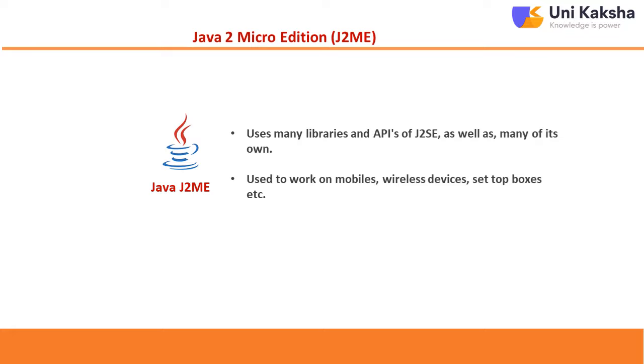The third category is Java Platform Micro Edition, that is J2ME. J2ME uses many libraries and APIs of J2SE and it also provides its own libraries. Basically, J2ME is used to work with mobiles, wireless devices, set-top boxes, etc. So these were the three different categories of Java editions.